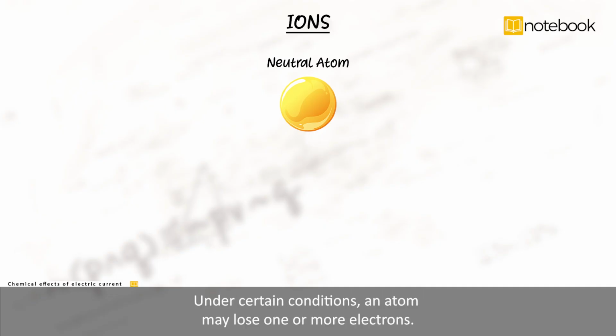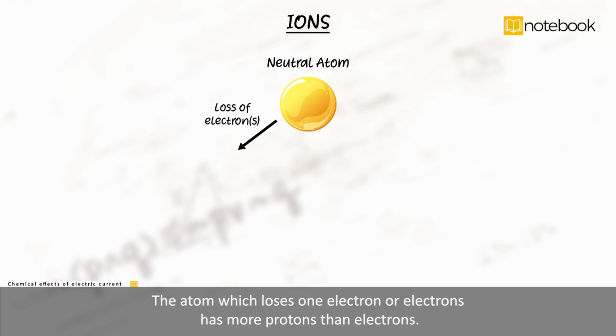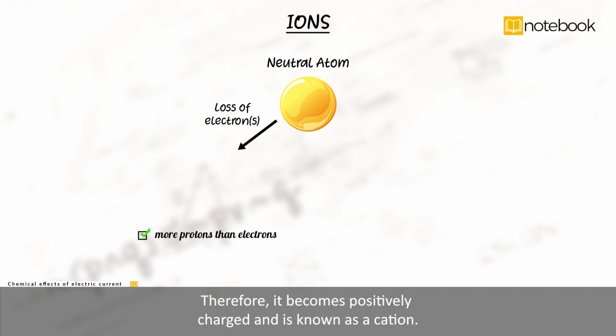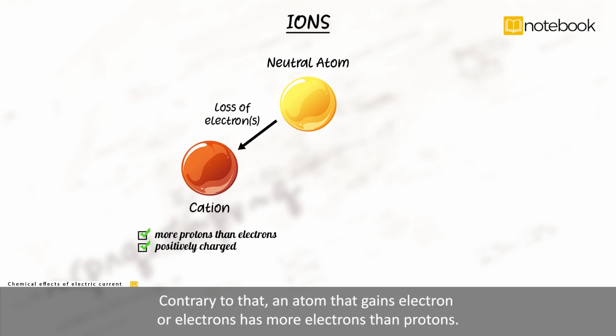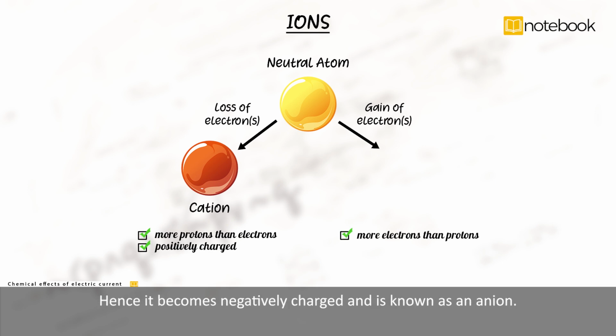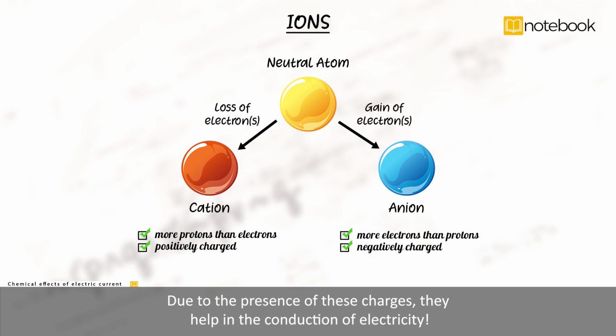Under certain conditions, an atom may lose one or more electrons. The atom which loses one electron or electrons has more protons than electrons. Therefore, it becomes positively charged and is known as a cation. Contrary to that, an atom which gains electron or electrons has more electrons than protons. Hence, it becomes negatively charged and is known as an anion. Due to the presence of these charges, they help in the conduction of electricity.